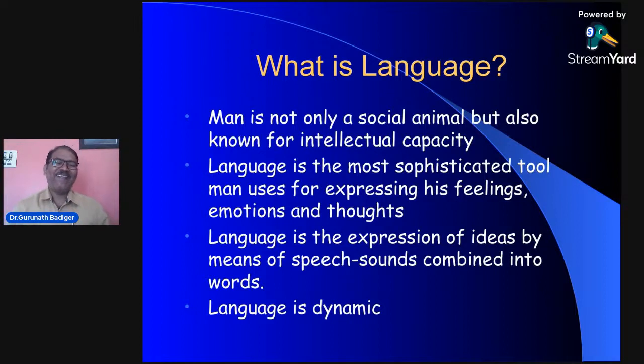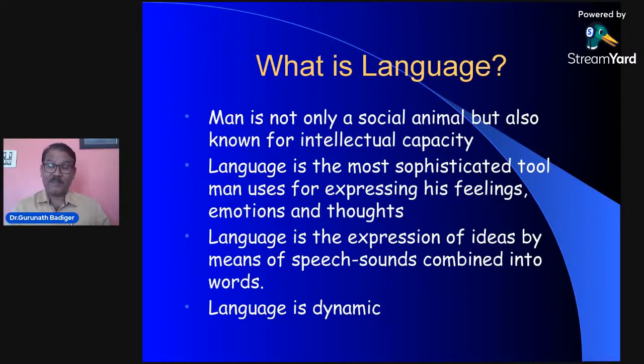So many appellations and so many adjectives are used for describing man to distinguish man from the other animals, because man is known for his intellectual capacity. And language is the most sophisticated tool man uses for expressing his feelings, emotions and thoughts. It's the most complex way of communication that we have seen. Animals use very minimal modes of communication. All other animals use very minimal modes of communicating with fellow animals.